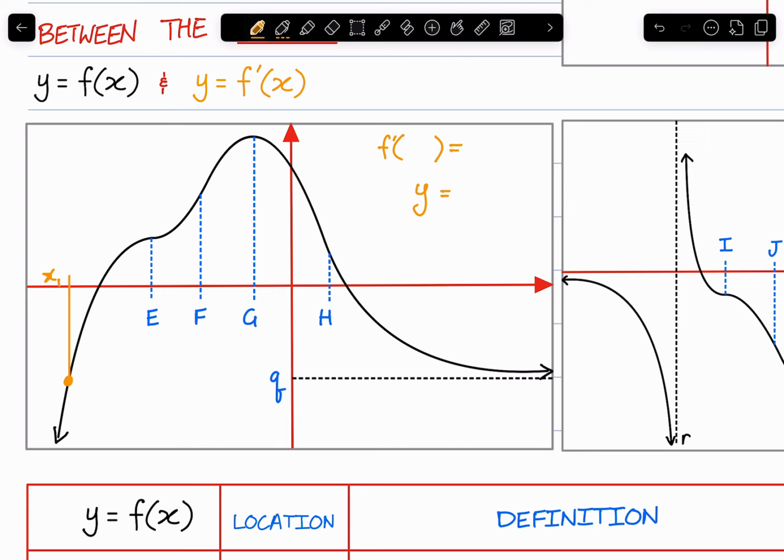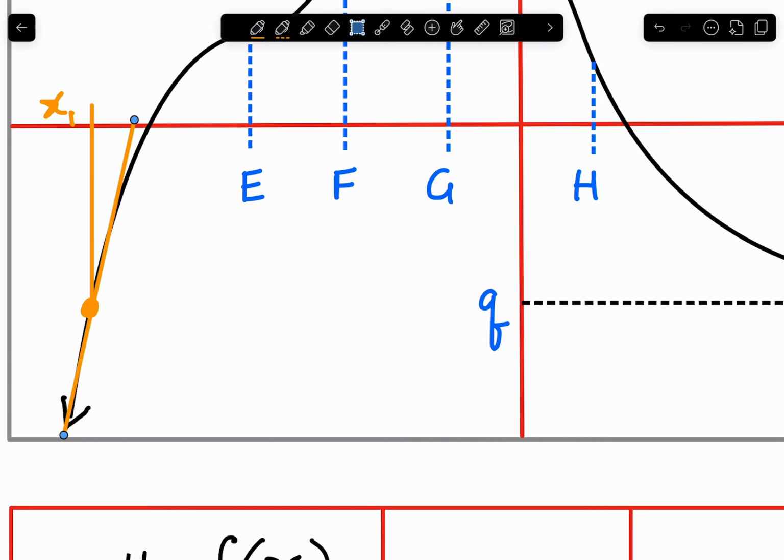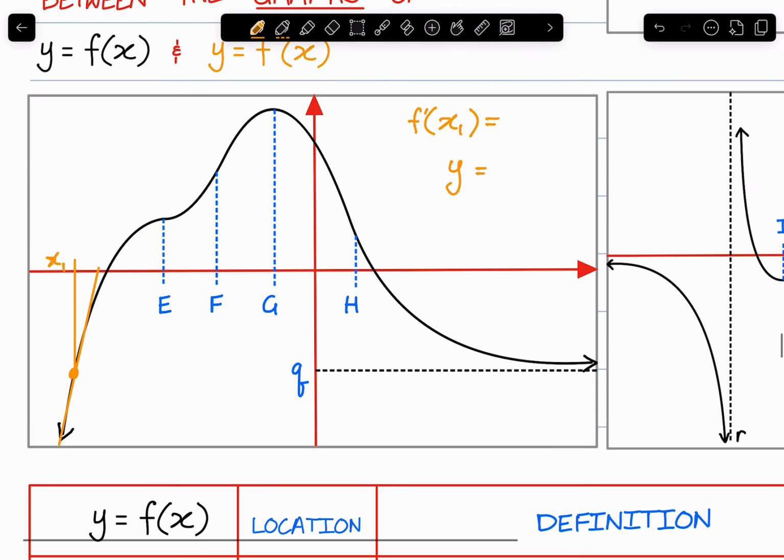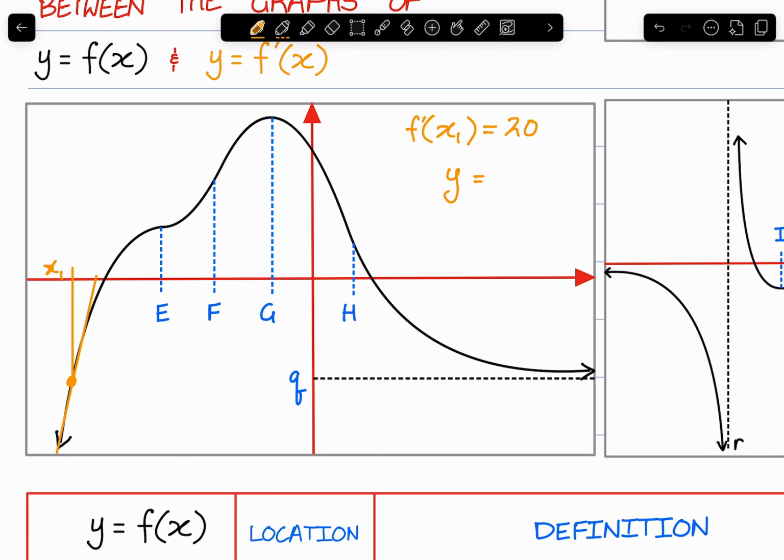But now, f prime of x1 says, what is the gradient at this point? Well, it's positive. It is a positive gradient, and it is very steep. Let's just say that gradient is 20. We don't know exactly what it is based off the graph, but let's just say that. So y equals 20. So at x1, y is 20. So it's all the way up here. That's just an approximation. It's not exact.